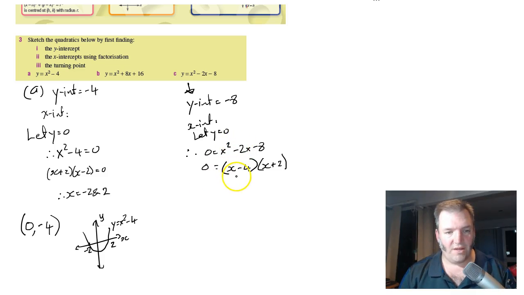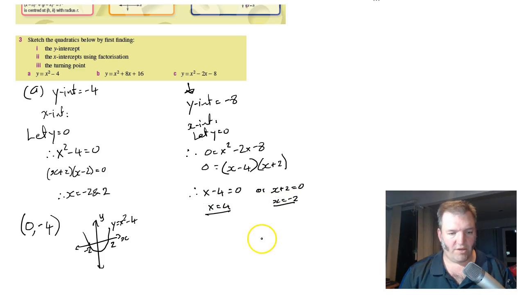Null factor law. If I've got two things being multiplied that equal 0, one of them has to equal 0. X take 4 equals 0, which gives me x equals 4. Or x plus 2 equals 0, which will give me x equals negative 2. I've got my two x-intercepts. If we go to sketch this, I know it's a smiley face one because the number in front of x squared is positive. I've got an intercept over here at 4, another one at negative 2.